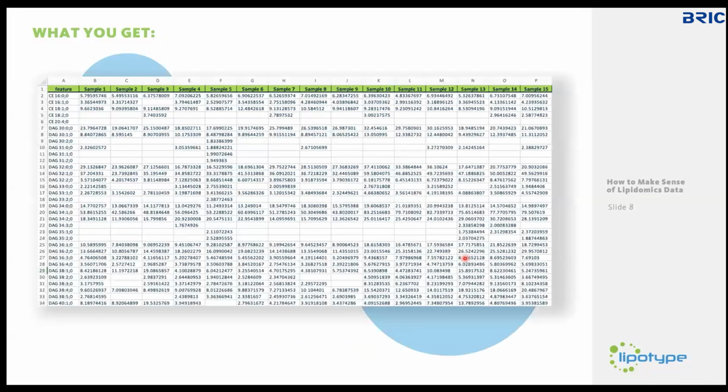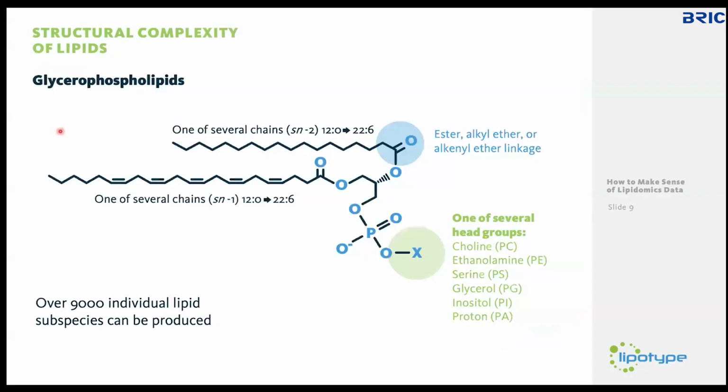So what you get is usually a matrix of data. You have a feature, which is a lipid name, and a lot of samples, and then measurements of these samples. And of course, doing lipidomics, these names mean something, and these are codes for lipids and lipid species.